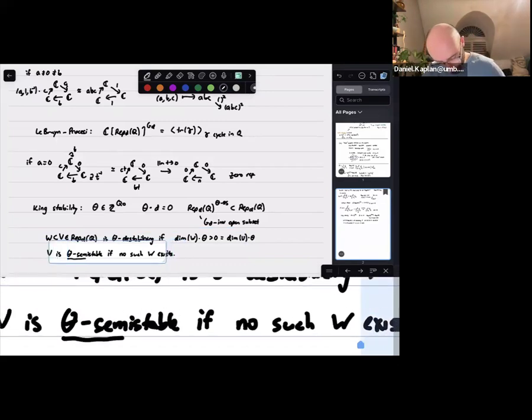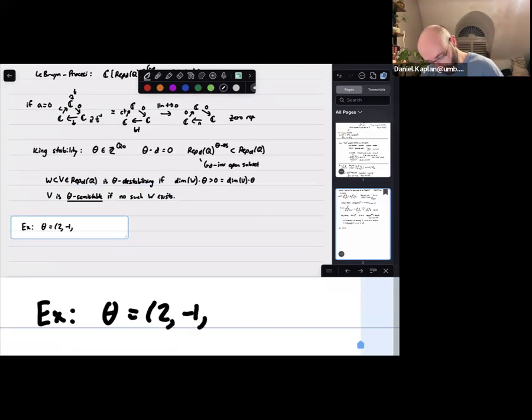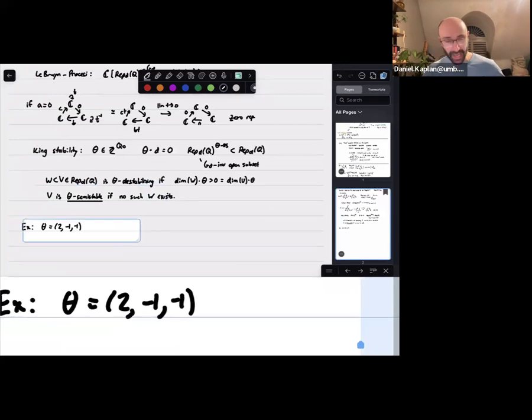Okay, good. Okay, and let's do an example. So we had before this kind of triangular shaped quiver. Let's add a stability condition 2, -1, -1. And these entries add to 0. So that's the statement that when I dot it with my dimension vector 1, 1, 1, I'm getting 0.